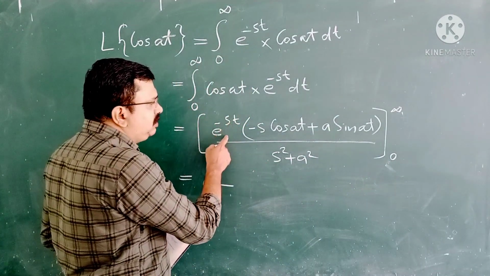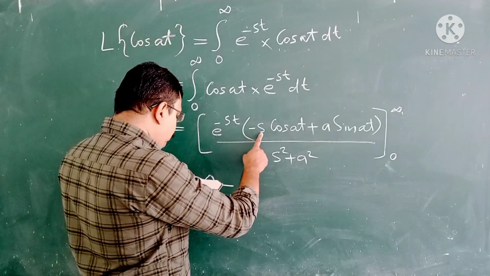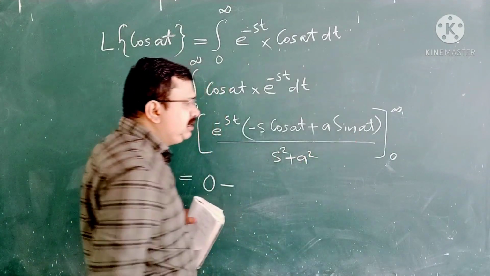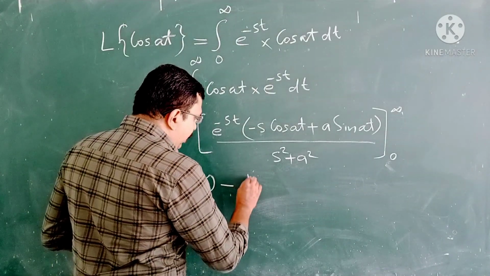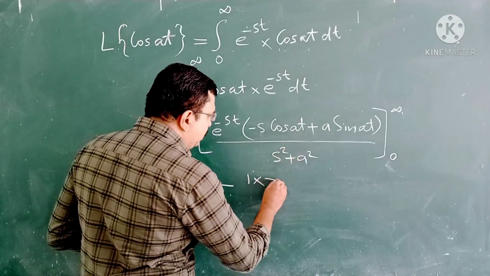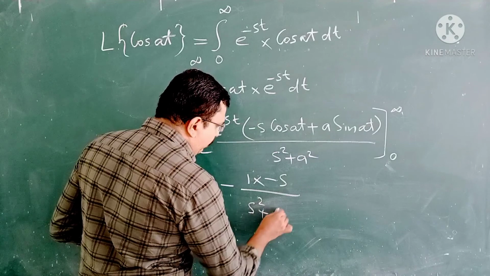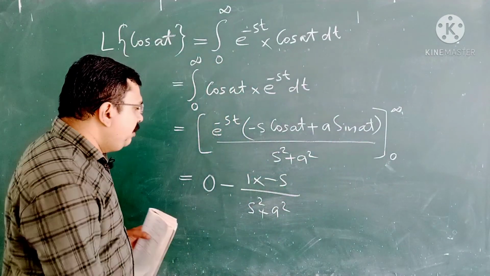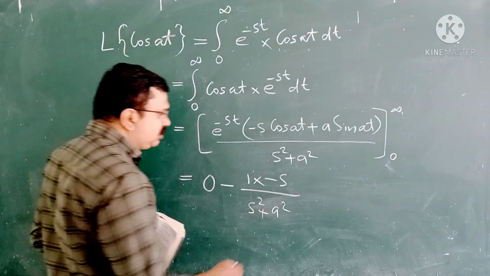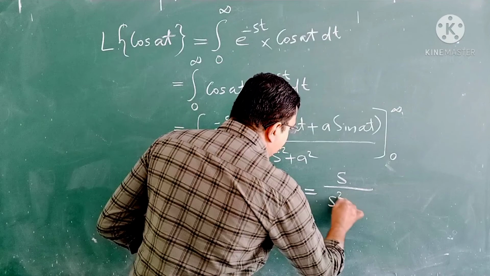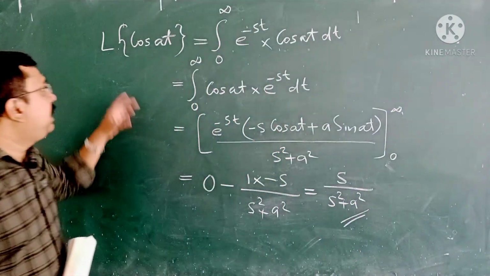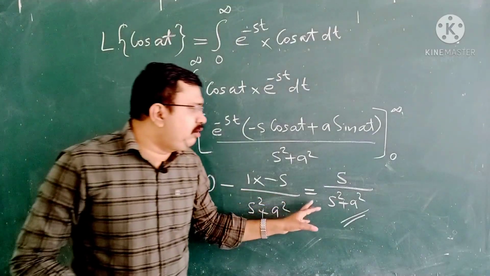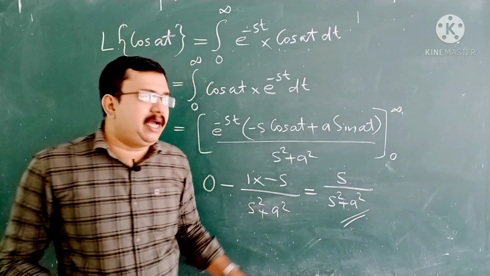e raised to 0 is 1, into minus s into cos 0. We know that cos 0 is 1 and sin 0 is 0. Therefore, this becomes 1 into minus s, divided by s square plus a square. The sine term becomes 0 because sin 0 is 0. Therefore, minus of minus s by s square plus a square is equal to s by s square plus a square. Remember that the Laplace transform of cos at, L of cos at, is equal to s by s square plus a square. That is our final answer.